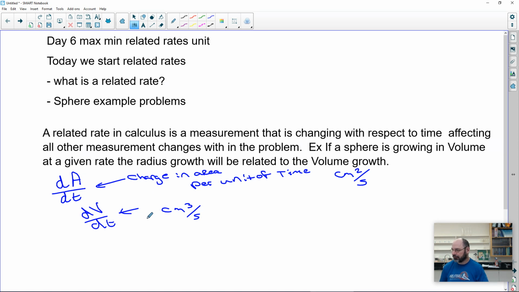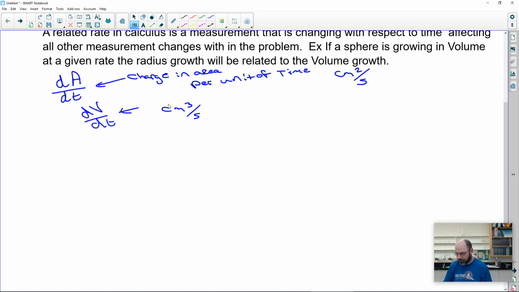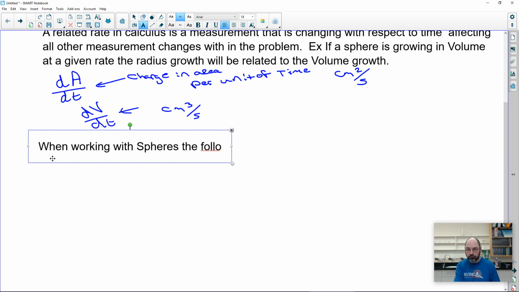So they're rates. Okay. So when we're working with spheres, which is what we're going to get into now, I'm going to do two sphere problems. We have to know the sphere formulas. Okay. So we need the formulas for spheres. So when working with spheres, the following formulas are used.